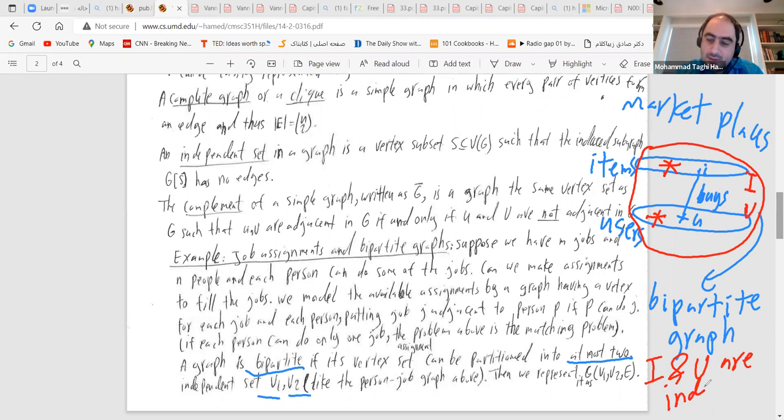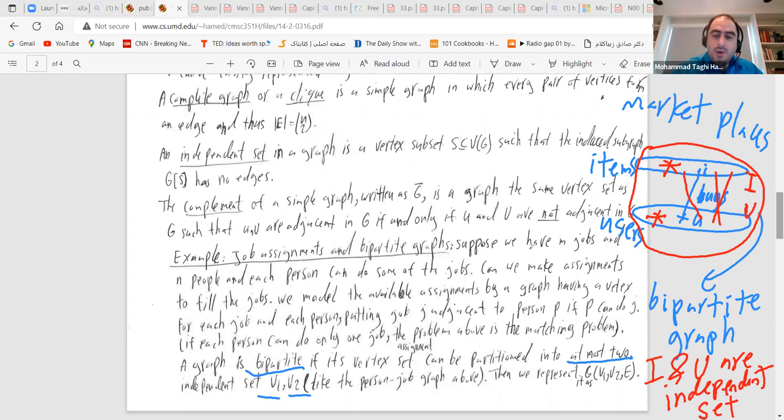Again, independent set means that there are no edges in between. So I and U are independent sets if there are no edges between the vertices of I or between the vertices of U. Does it make sense? And all edges here are in between. So this graph is called a bipartite graph.